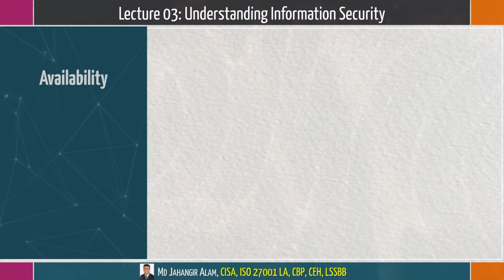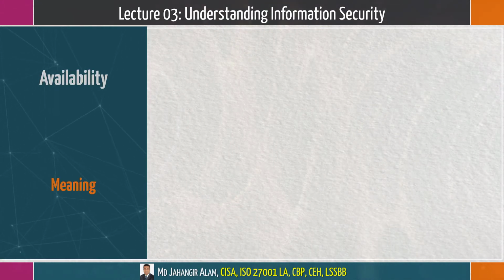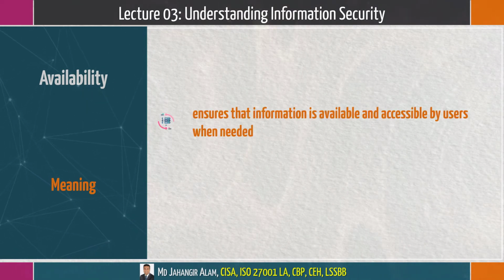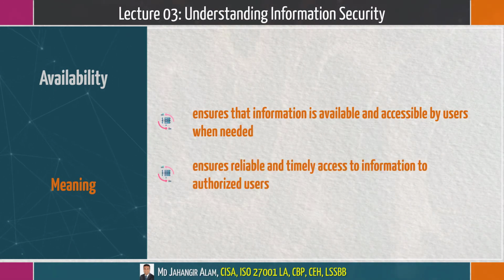Now we will review availability. What do we mean by availability? Availability ensures that information is available and accessible by users when needed. It ensures reliable and timely access to information to authorized users.